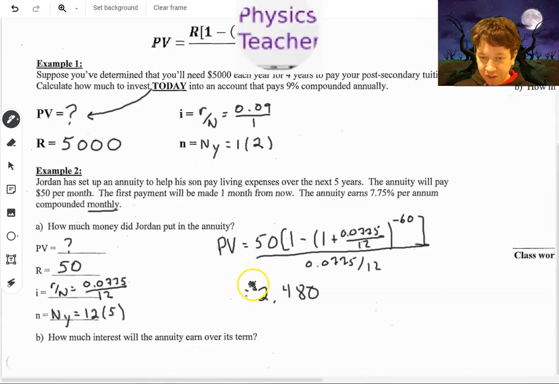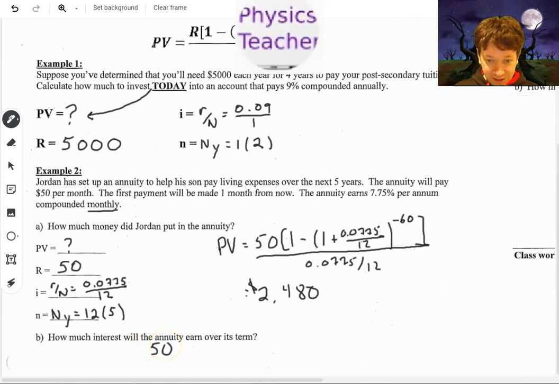$2,480. So that's nice. It means Jordan put this much money into a bank account so that over the next 5 years, his son will get a payment of $50 every month to help. Okay, so how much interest belongs to this? Like, how good was it that he put this in a savings account that earned interest as opposed to just, every month taking $50 out of his pocket and giving it to his son? Well, if he did every month take $50 out of his pocket, how much would that be?